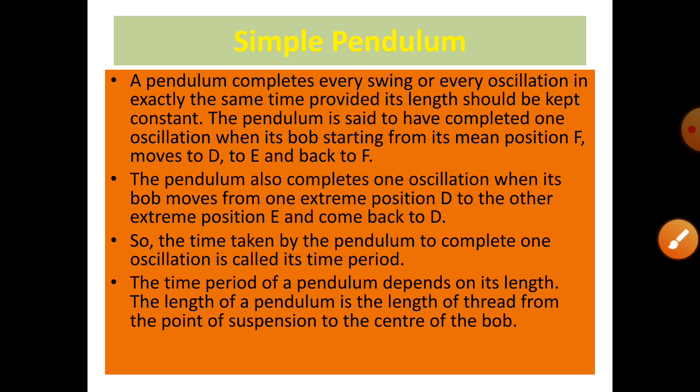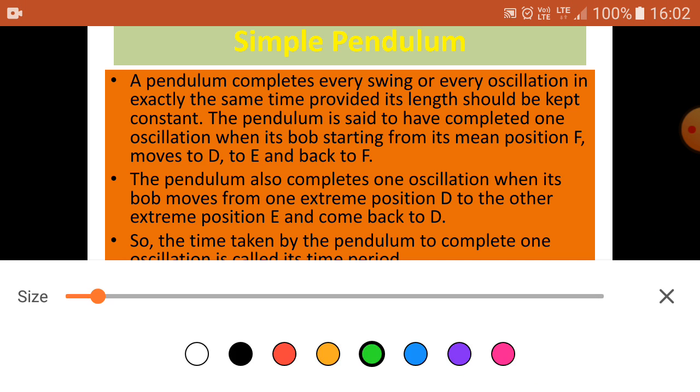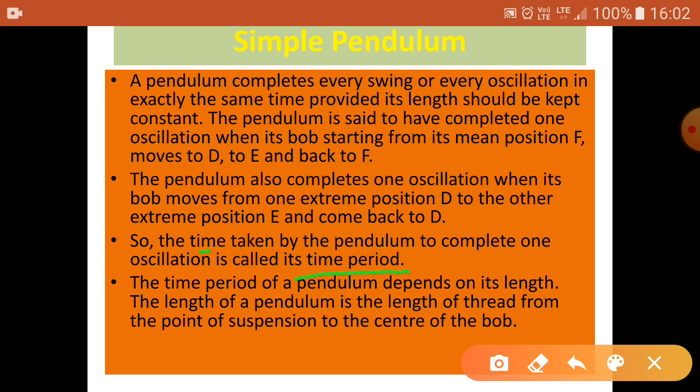The pendulum also completes one oscillation when its bob moves from one extreme position D to another extreme position E and comes back to D. From wherever you start the movement of the pendulum, it should come back to that position only. So the time taken by the pendulum to complete one oscillation is called time period. What is time period? Time period is the time taken by the pendulum to complete one oscillation.